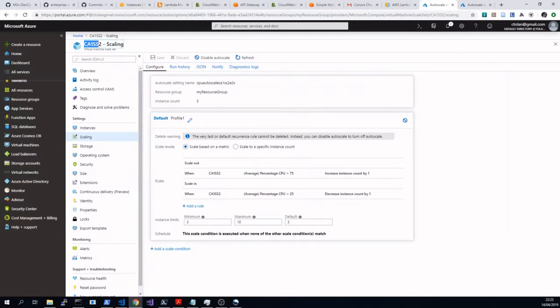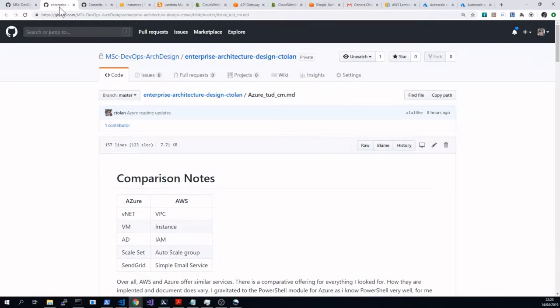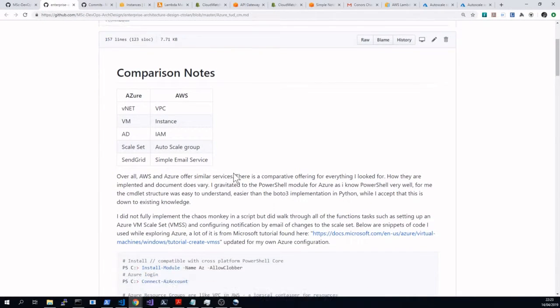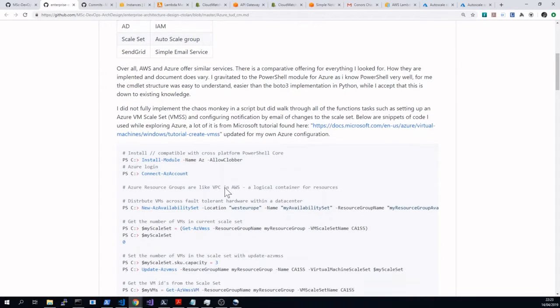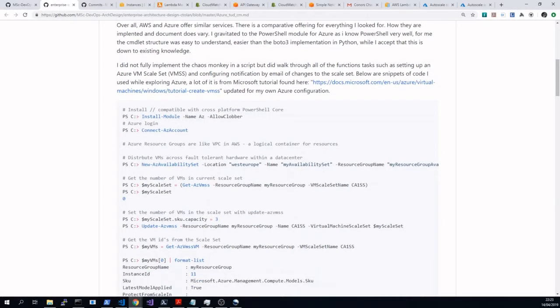This is my CA1 VM scaling set. That's what they call auto scale groups, or the auto scale group equivalent. And you can see here, if this page hasn't timed out, that I have 3 instances running. If I switch over to my comparison notes, you can see some of the code I used. I gravitated towards the PowerShell Azure module because PowerShell is a language I know well.